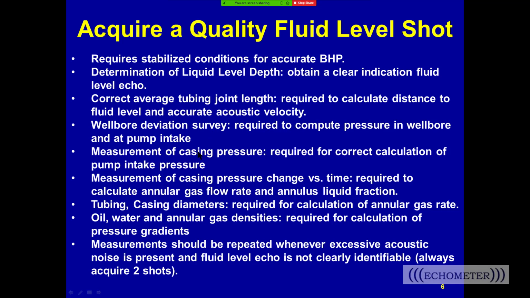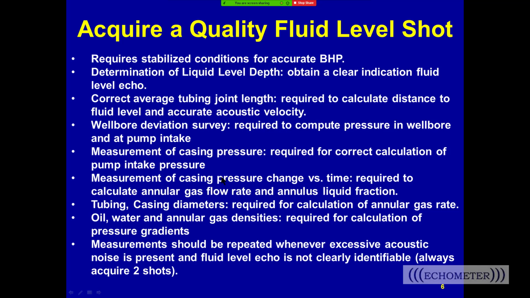The casing pressure is important, and the pressure is typically measured automatically by the pressure sensor on the gas gun. The pressure sensor should be calibrated before you put pressure on it, and it should be zeroed before you acquire data. So we take the calibrated pressure transducer from Echometer, we do a zero, and then we use that to determine the pressure at the surface of the well. That pressure is then used in the calculation of the pump intake pressure, the pressure at the gas liquid interface, the pressure at the bottom of the well. It's also used in the calculation of acoustic velocity. So the pressure is important.